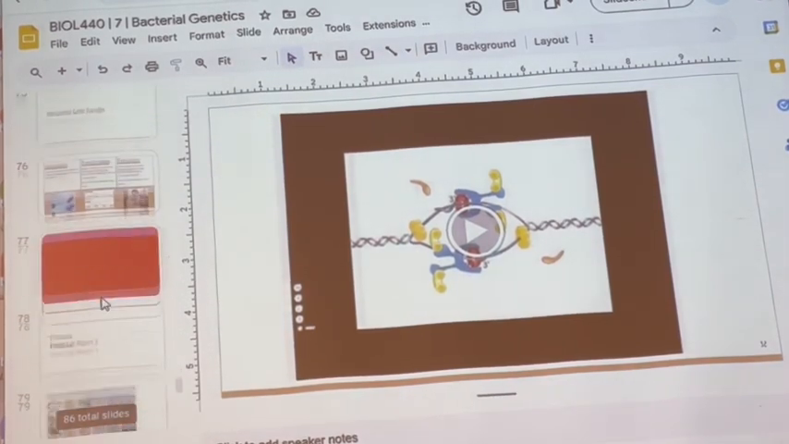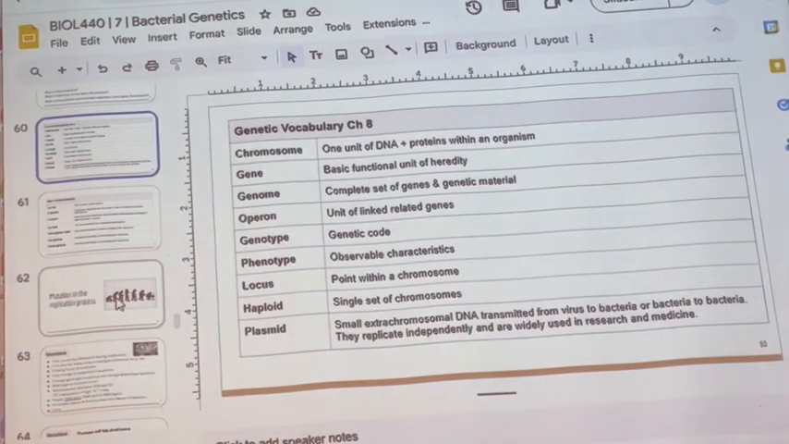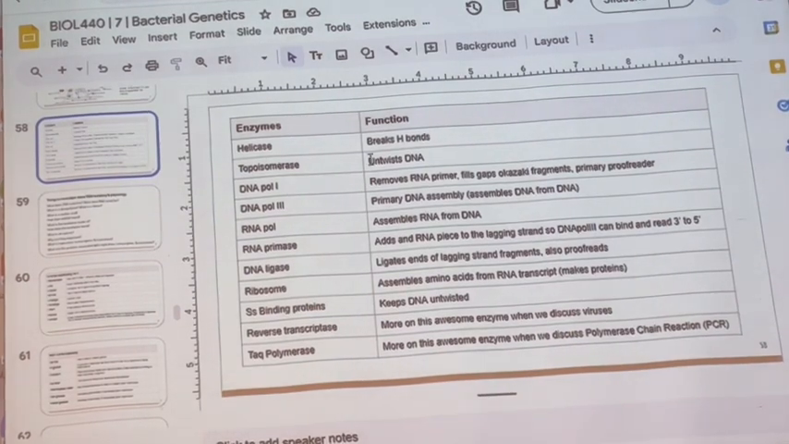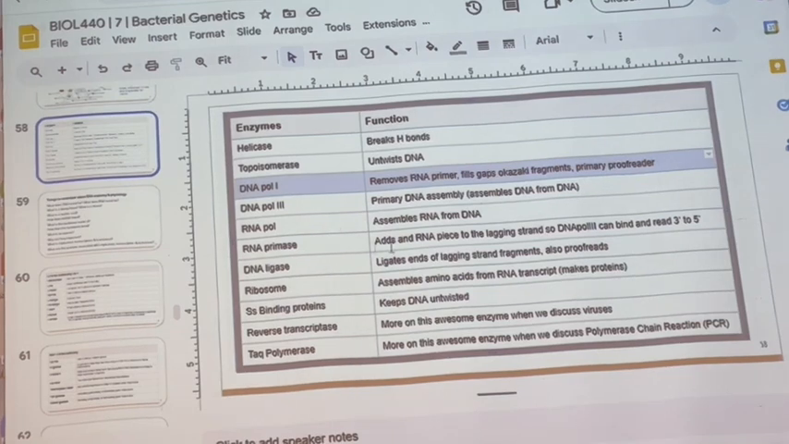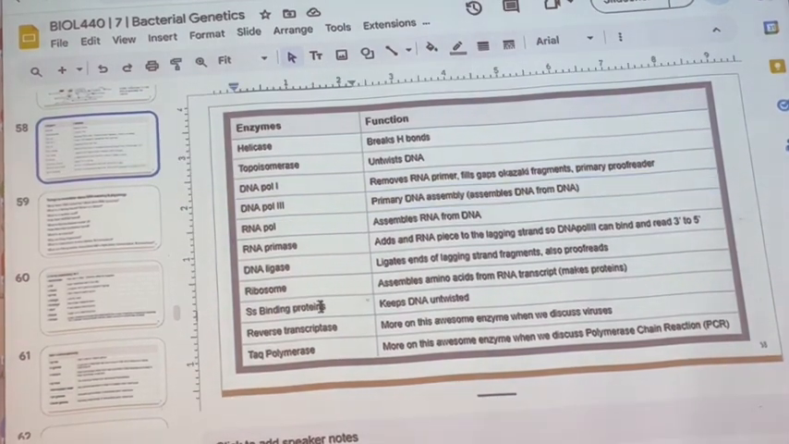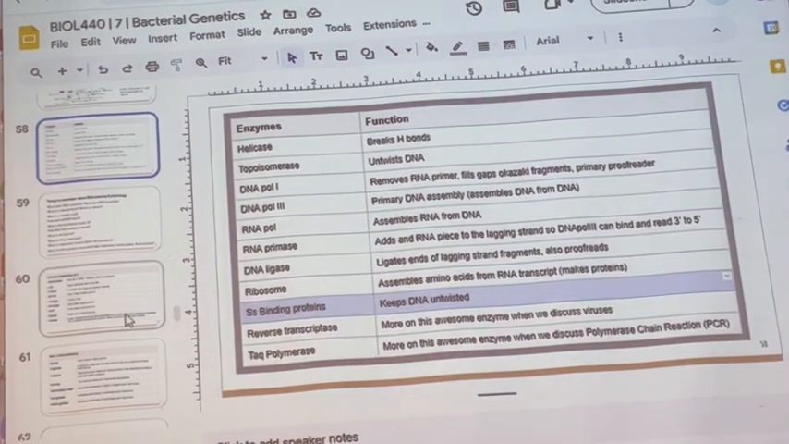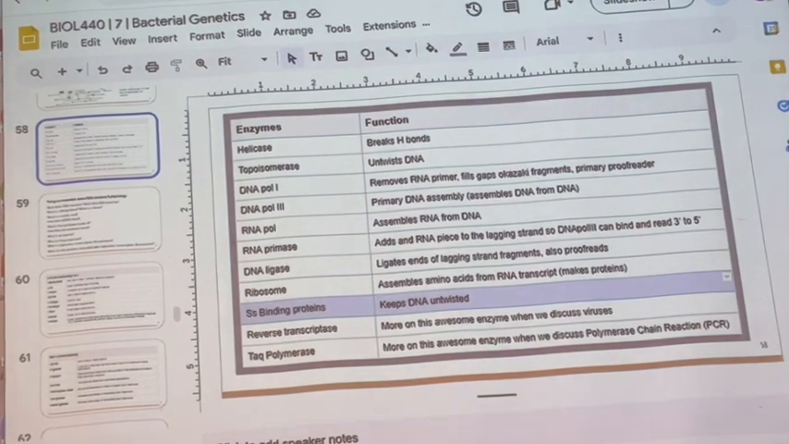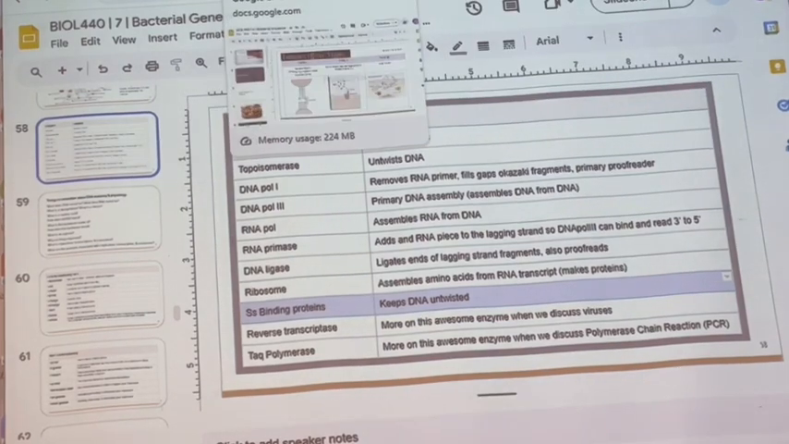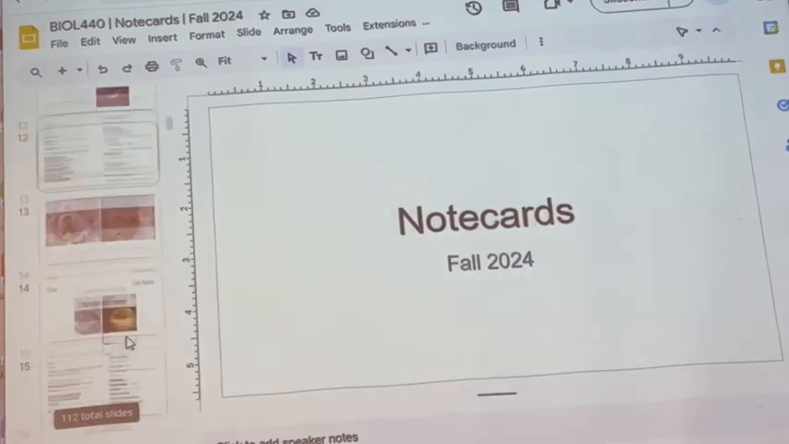Here is a list of our enzymes. Here, helicase, what it does. Topoisomerase, what it does. We don't need to know POL1 yet because we haven't talked about it. We talked about DNA polymerase 3. And the single-stranded binding proteins here, those were the ones that we talked about. I'm happy to go over it again and again, a million times if you need it. Okay, so let's do our note card and then we will go down to the lab.